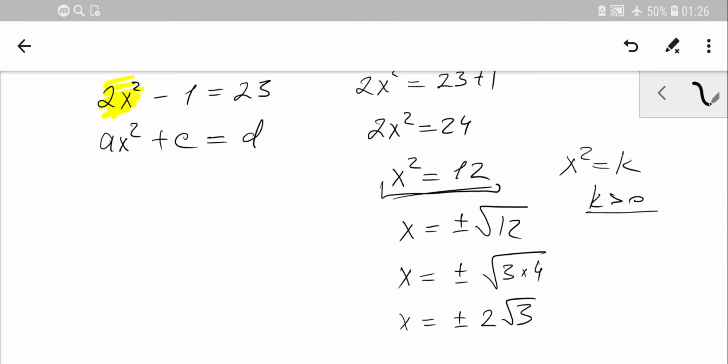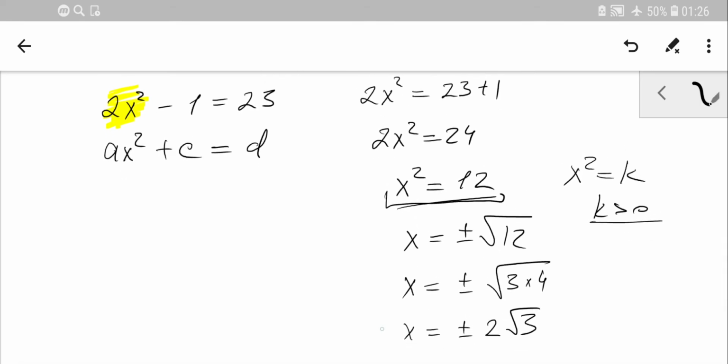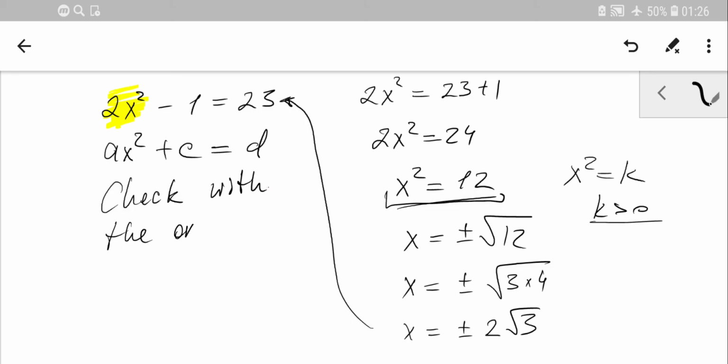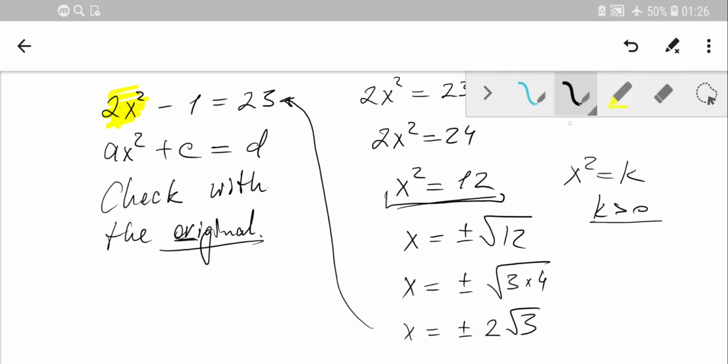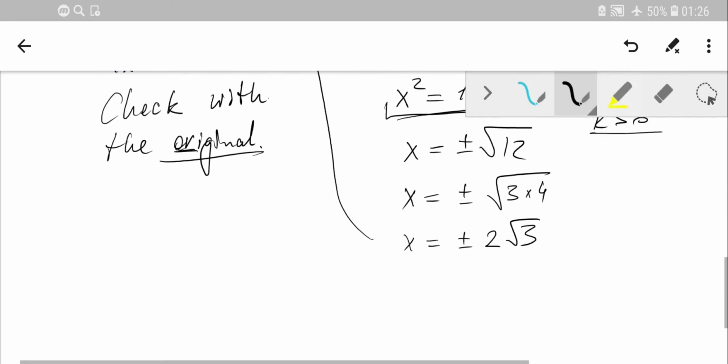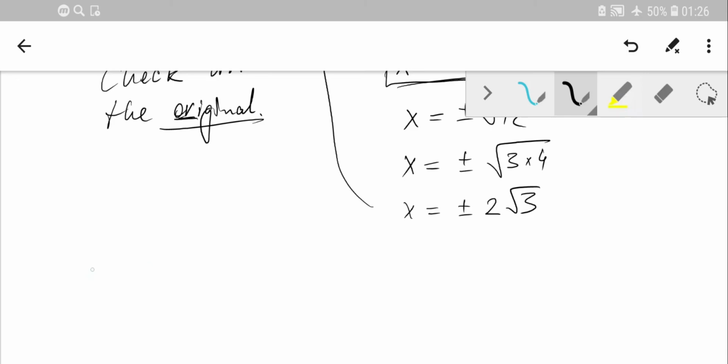If you want, you can just check it back in the original equation, only the original, because on the way you might make some mistakes. So that's why only check with the original equation, right? So the original equation, only plug there. All right, so let's consider a bit more complicated one. I'm sure that it is a bit more complicated, but let's see, you guys, the estimate.